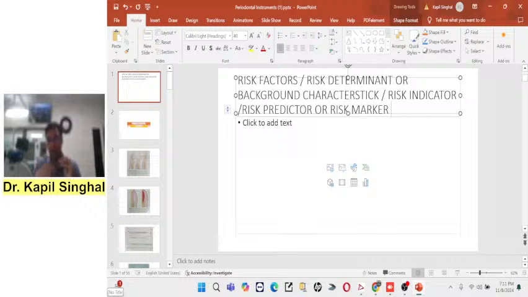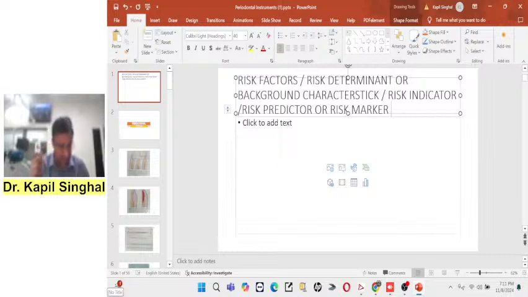Now they can ask you a question. They will give an example, like genetic factor, and ask: what is it? It is a risk factor, risk determinant, risk indicator, or a risk marker. So please remember, it is a risk determinant. So you need to remember the examples of all these four things: risk factor, risk determinant, risk indicator, and risk markers. Risk determinants are factors that cannot be modified.